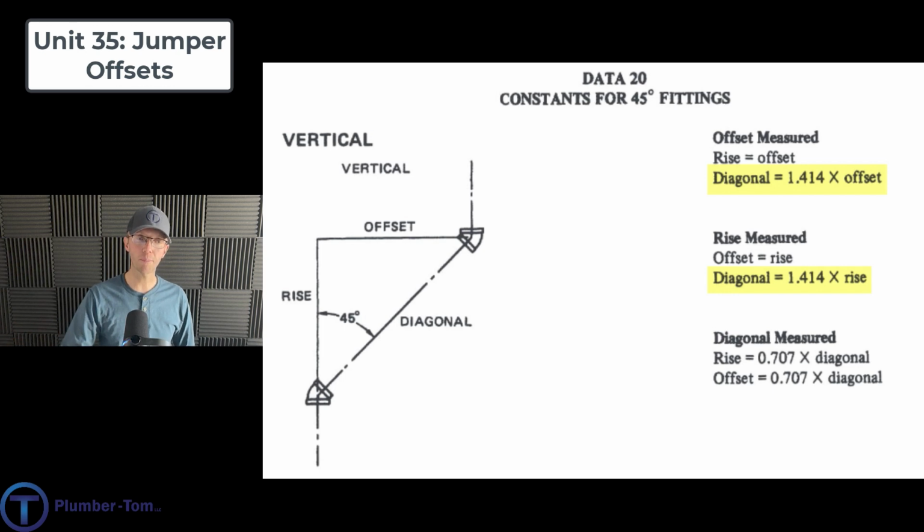Diagonal equals 1.414 times the offset or the rise. And if you want to go backwards, you can take the diagonal, if you already have that, times it by 0.707. It will give you both the rise and the offset. So this is a useful one. But flip with me to the next one.